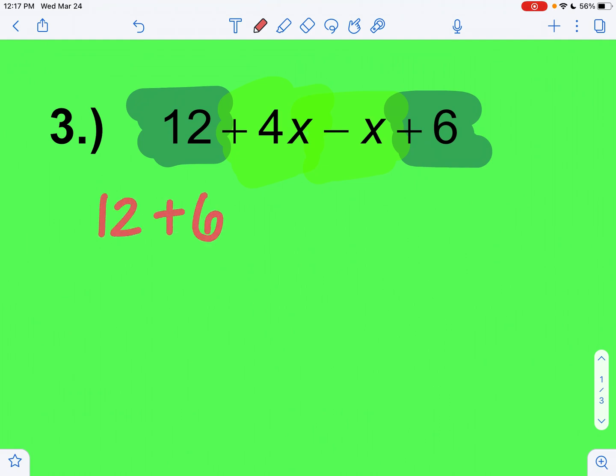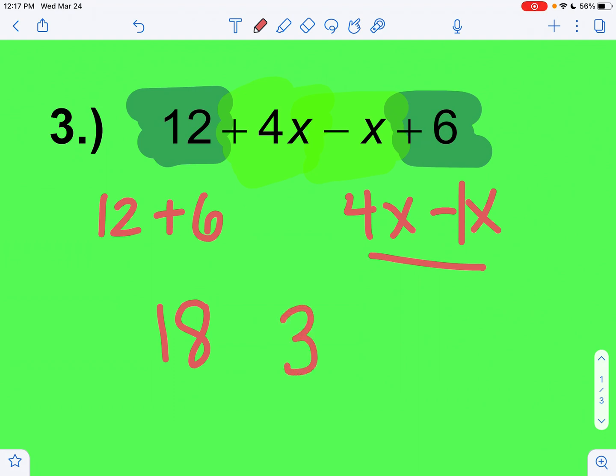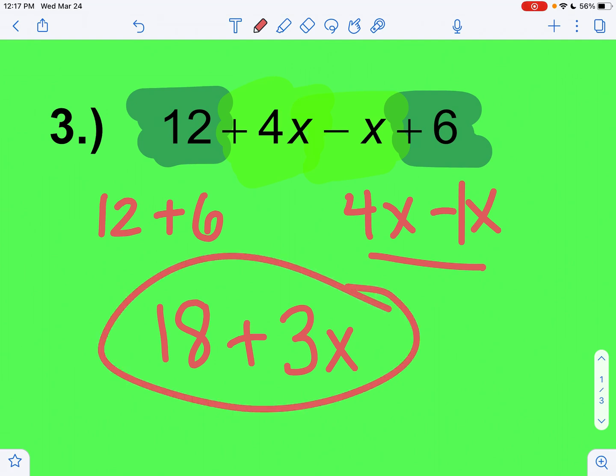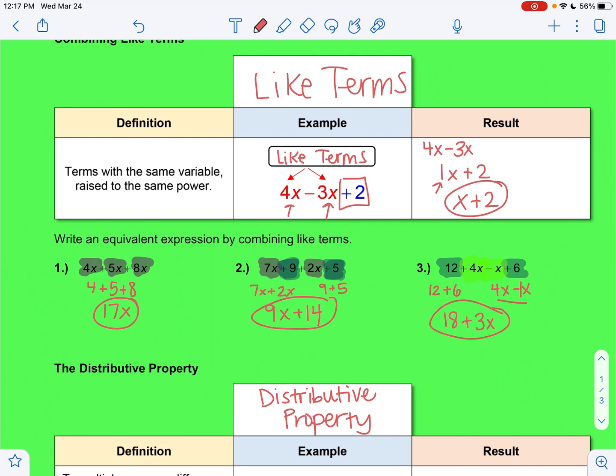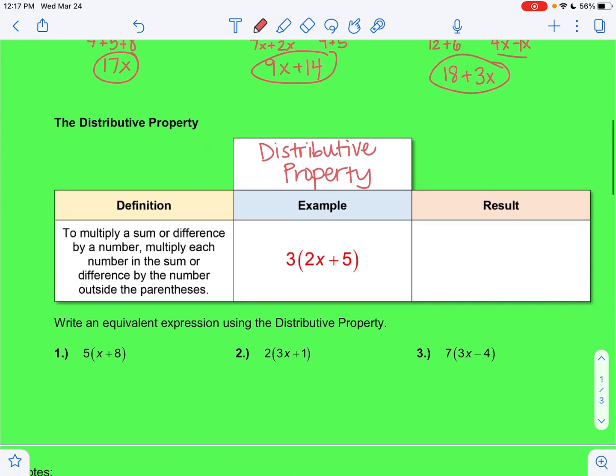So let's go ahead and get started. We are taking 12 plus 6, and then we're taking 4x minus x. Well, 12 plus 6 we know is 18. And then we're taking 4x minus x. Remember, that's like a 1 in front. 4 minus 1 is 3, and then we still have an x and a plus. 18 plus 3x. Awesome, so that is how we combine like terms. I like to highlight so I know which ones go together and which ones do not.